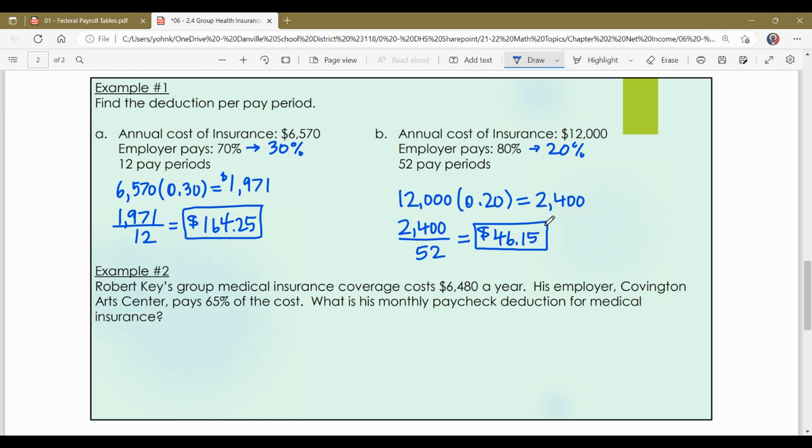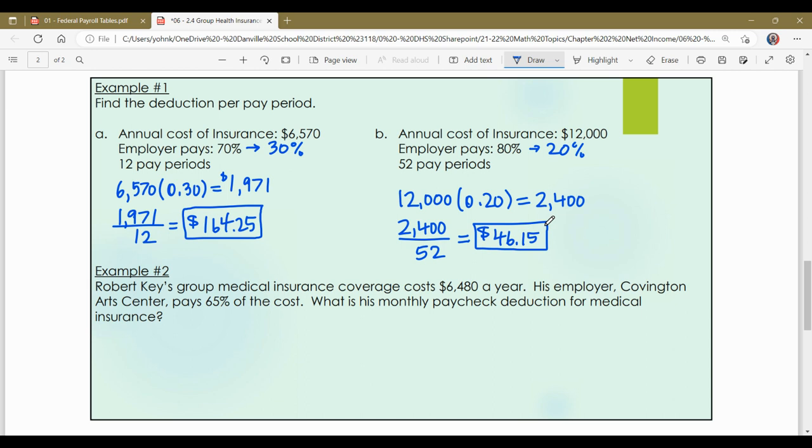Now, the health insurance can be just for the employee. It can be an employee plus a spouse, an employee plus a dependent. It could be the entire family. There are different health insurance plans for each company. So you just got to wait, find that big job, and then you can see how much you have to pay. All right, example number 2.